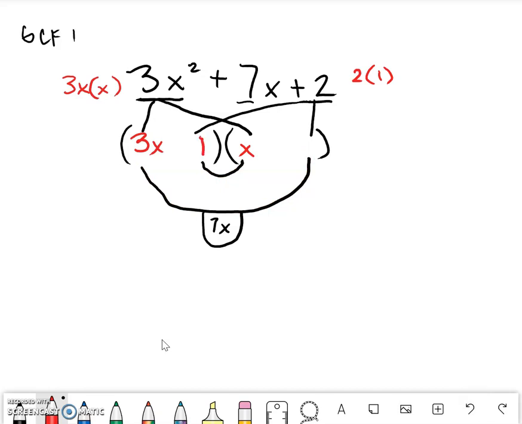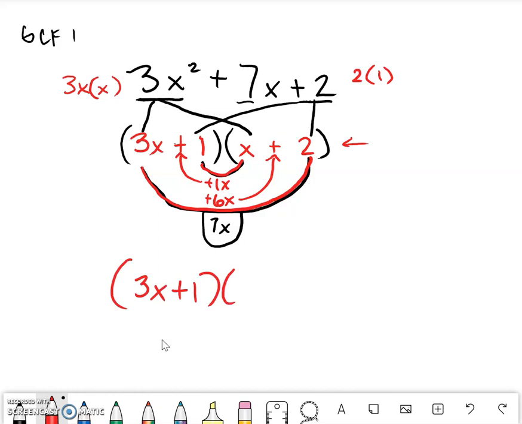So I flip it. What if I put the 1 here and the 2 here? Okay, so 1 times x is 1x. 3x times 2 is 6x. Hey, look at this. 1x plus 6x is 7x. This works. These are both going to be positive. So I put positive here. Positive here. Guys, there's my factor right there. This would be 3x plus 1 times x plus 2.